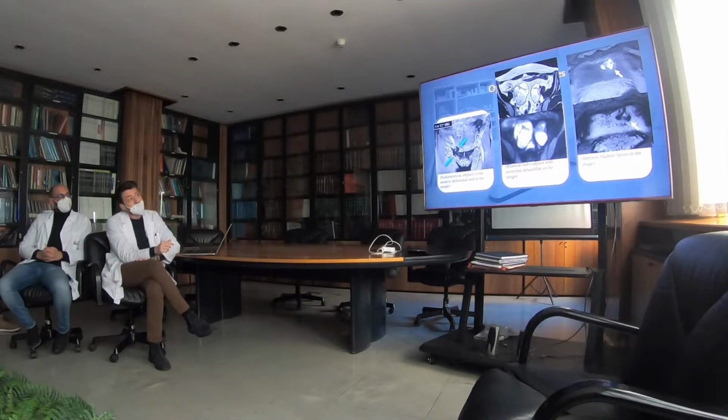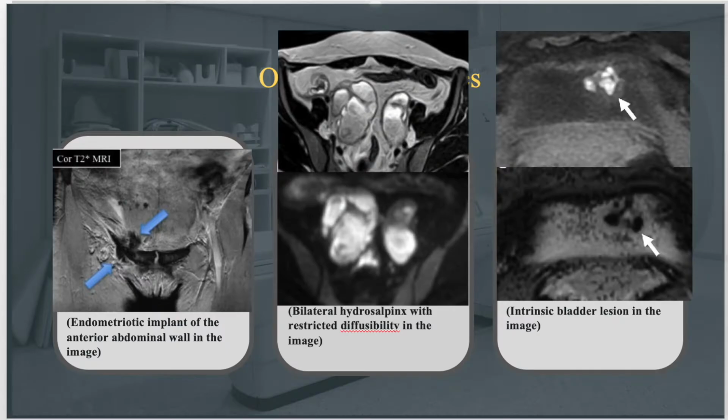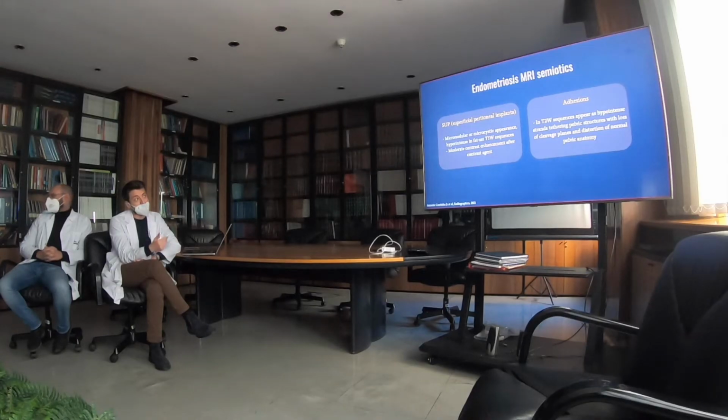Here we can see a case in a T1 sequence in the image above of an endovesical lesion with hyperintensity that represents the bloody foci, and in the image below we can see the signal void of the blood. So we have just spoken about the principal sequences for endometriosis. Now we'll see about the semiotics in MRI.